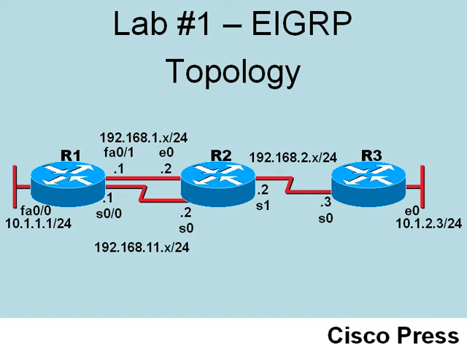Something else we might want to do, take a look at the dual links between R1 and R2. Wouldn't it be great if we could somehow load balance across those links, send packets across both the Ethernet as well as the serial link? We can do that using a feature called variance that EIGRP offers us. With variance, we can say, even though the metric is better on one link, if the metric of the other link varies by a certain factor, we will send packets across that link as well. Here's how we set it up.